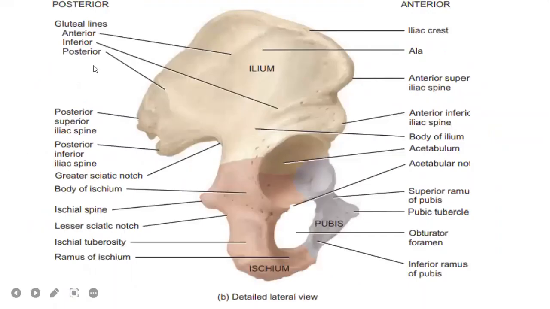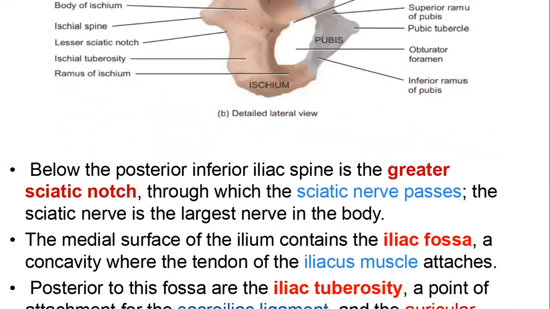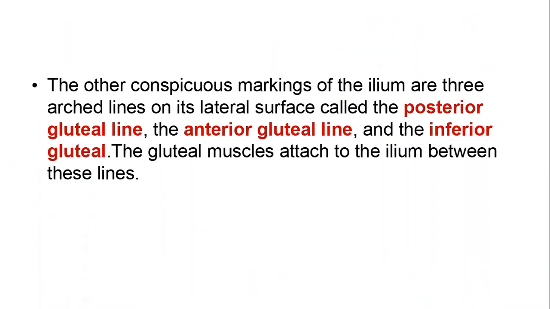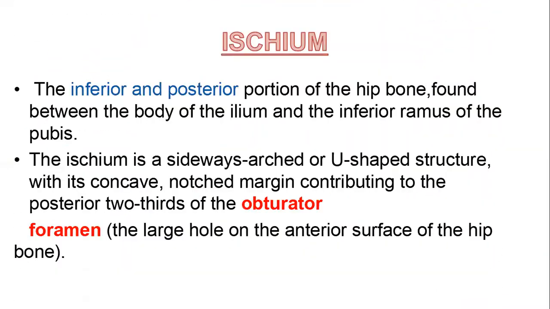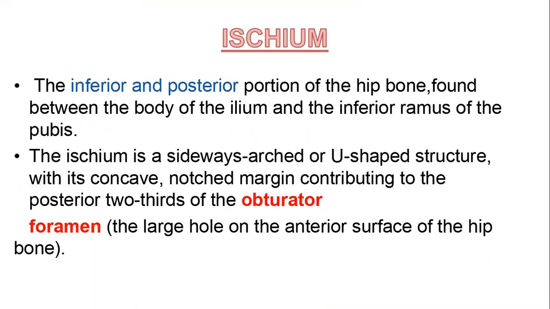So we have the three lines: the anterior gluteal line, the inferior gluteal line, and the posterior gluteal line. Let's move to the other bone, just as mentioned.